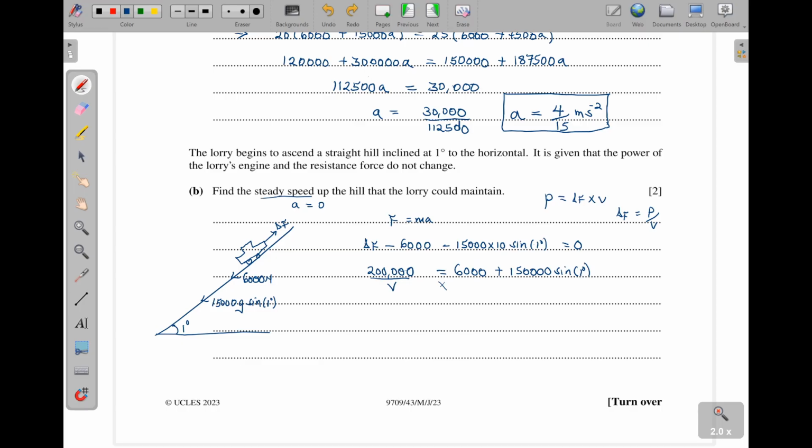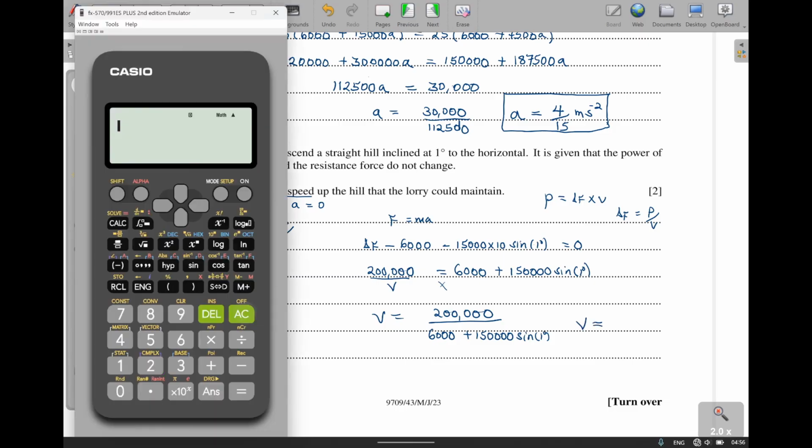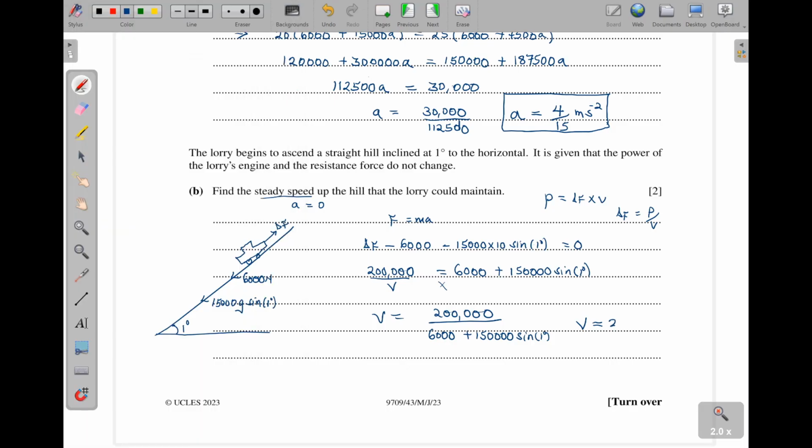So V shall therefore be equal to 200,000, then we divide by 6,000 plus 150,000 sine of 1. And to three significant figures, what do we get? 200,000 divided by 6,000 added to 150,000 sine of 1. So we shall get 23.2, to three significant figures, 23.2 meters per second.